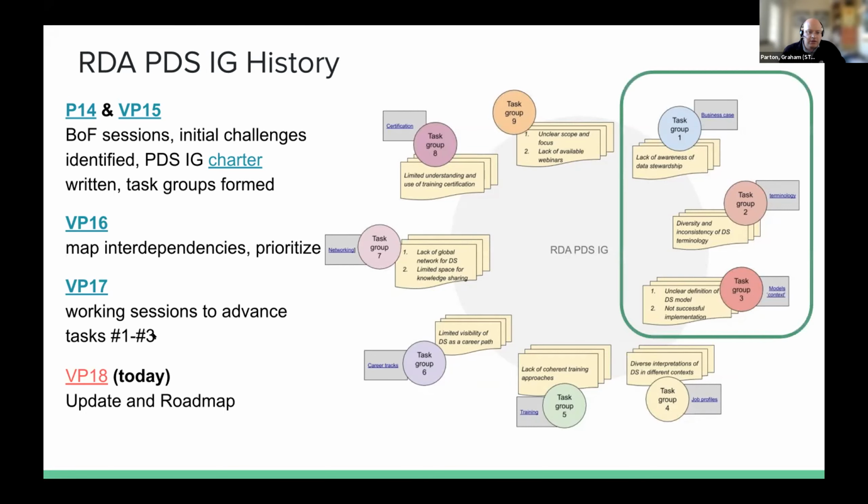In Session 17, we had initial feedback and some working sessions and breakouts for task groups 1, 2, and 3. So that's the business cases, the terminology, and the models. And today we'll be hearing some updates from those 3 task groups, and also task group 5, the training.